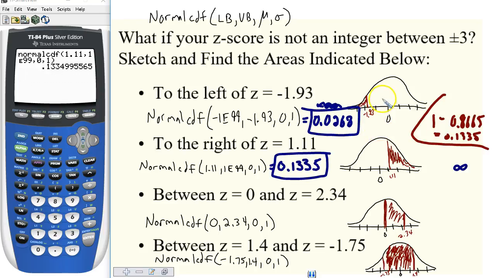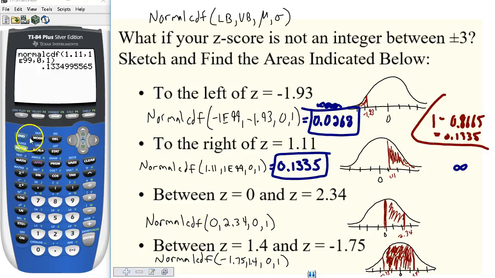And when we do that, we're going to get 0.1335. So when you're using your calculator, it's left boundary, right boundary. You have to think about those boundaries. And if you can't put infinity in, you use negative 1e99 or positive 1e99. In the table, it's always going to be to the left. So on the left tail, you just look up that z-score in your table. You're done. For a right shaded curve, you're going to look up that z-score, but subtract whatever area you get from 1 to get the correct side of the graph.